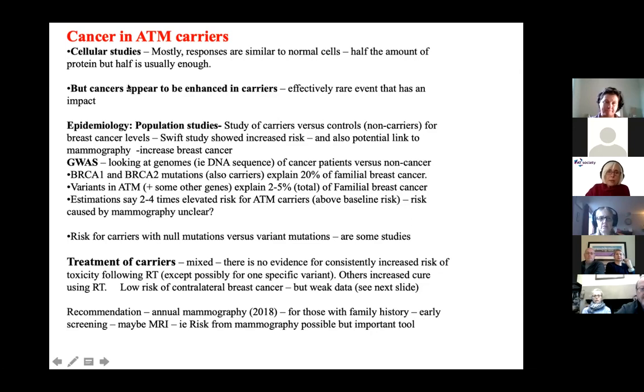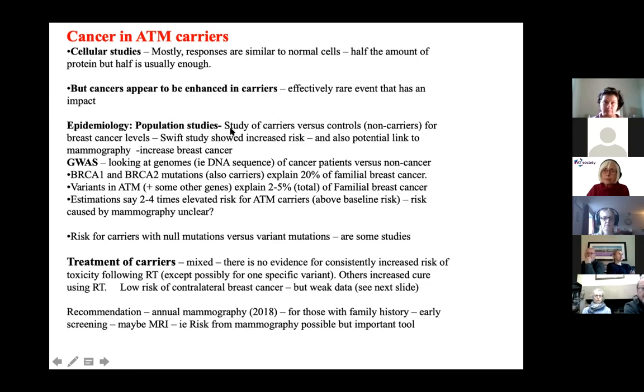So how do we know there is a difference? And there's 2 types of studies. One is called epidemiology, which is really the study of populations. So you can look at carriers versus controls. And here, these were earlier studies before we could do all the sequencing we're doing now, and carriers were identified as being the parents of AT individuals.